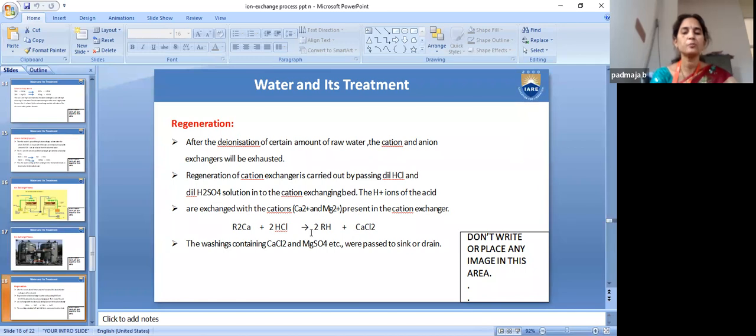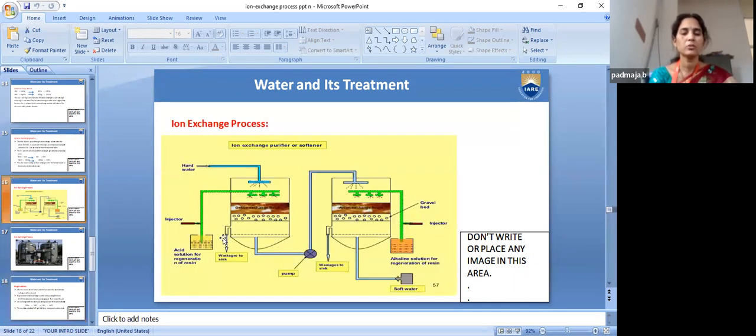You can see the reaction here. So you can regenerate the cation exchanger bed. You can write here 2RH, meaning exchanging of H plus ions from the HCl solution with the calcium present in the cation exchanger resin. So we can write 2RH plus CaCl2. The CaCl2 is waste, so we can pass it through the sink. You can see in the diagram, one outlet is there. Waste will pass through the sink.